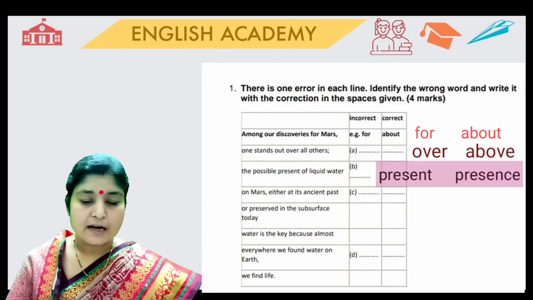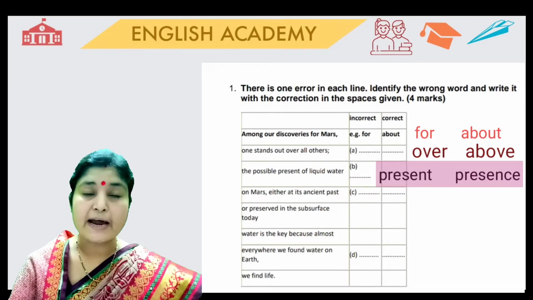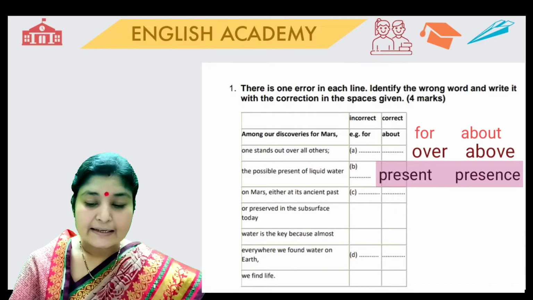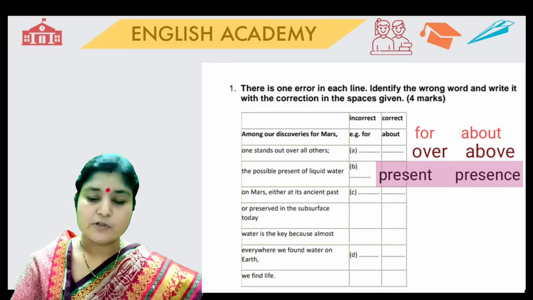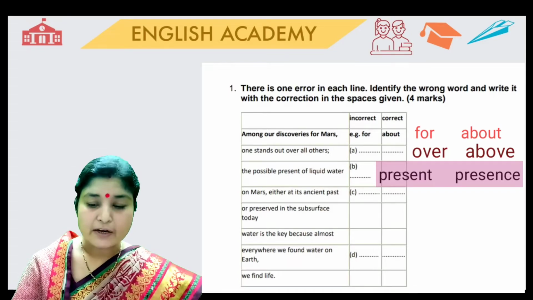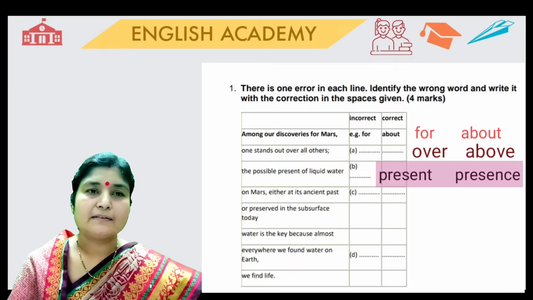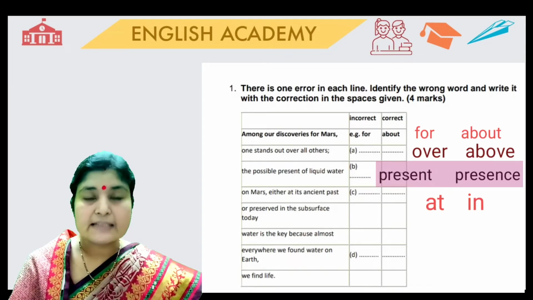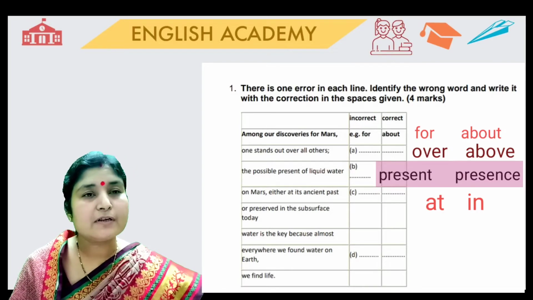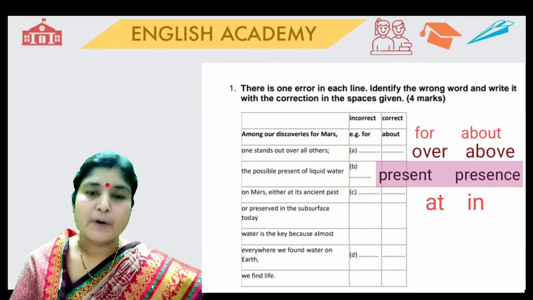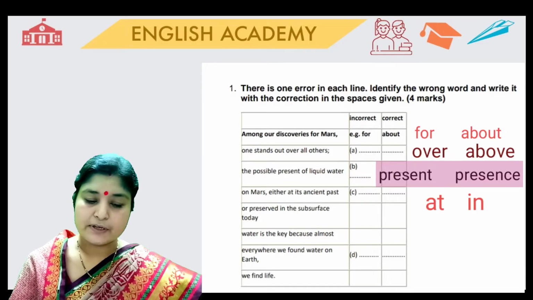Next sentence. On Mars either at its ancient past. When I taught you about prepositions, I said to you that when we talk about a longer period, we must use in. So at its ancient past is wrong. So what will we use here? In its ancient past, are preserved in the subsurface today.